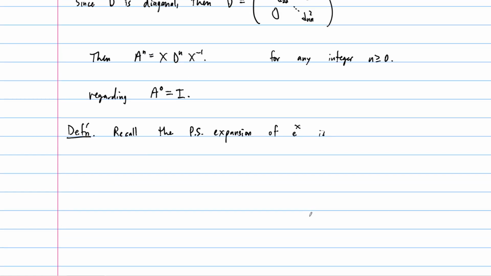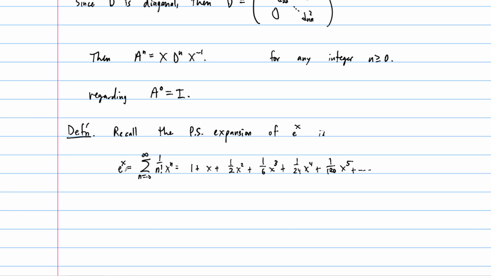So e to the x is given by the power series expansion, the sum from n equals 0 to infinity of 1 over n factorial x to the n. So this is 1 plus x plus 1/2 x squared plus 1/6 x cubed plus 1/24 x to the 4th plus 1/120 x to the 5th, etc. And this continues on. So that's the power series expansion of e to the x.